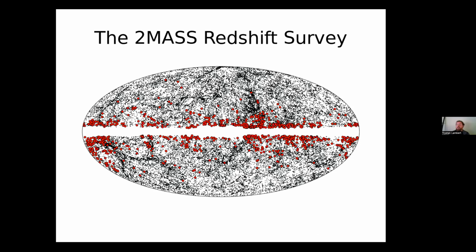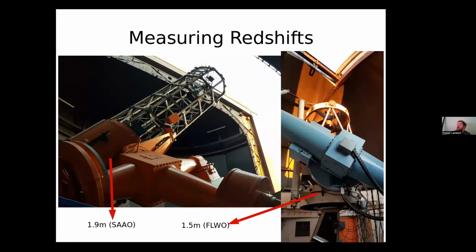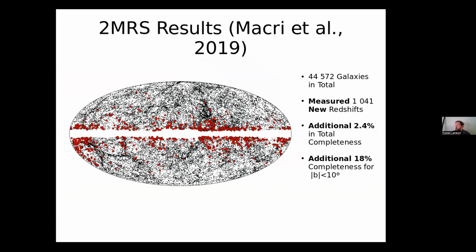So we took it upon ourselves to go and measure the remaining redshifts, what was then called the 2MASS Missing Redshift Survey. There were lots of terrible acronyms along the way. Nevertheless, we went out to observe these missing redshifts, about 1,000 of them. We did this one by one using the Fred Lawrence Whipple Observatory in Arizona, as well as a 1.9 meter telescope at the South African Astronomical Observatory. And we just sat and measured all these 1,000 or so galaxies.